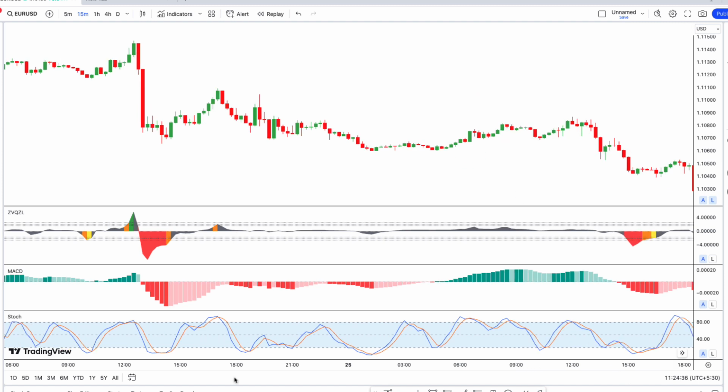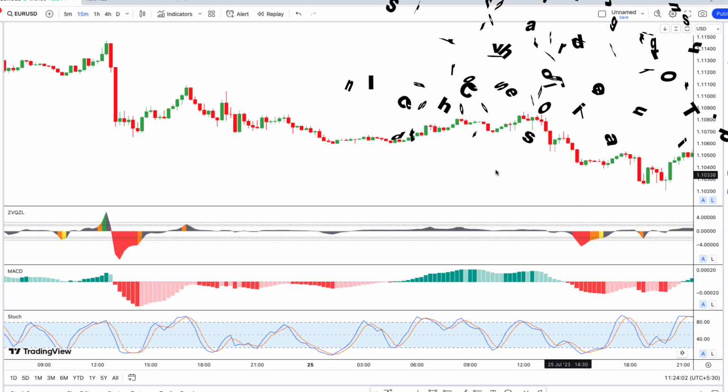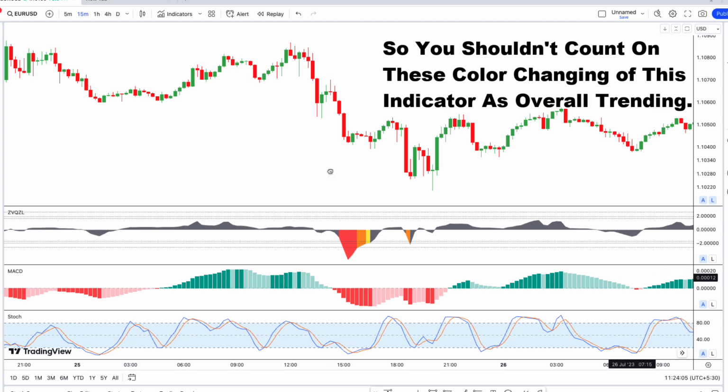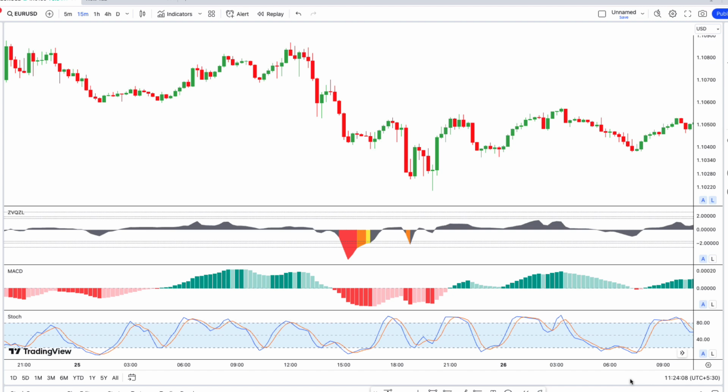But when we have this indicator, it will help us to filter these false signals, because we know that when it's gray for an extended period of time, it means that the market is not trending. So we could easily avoid these false signals. Please pay attention that, as I mentioned earlier, this indicator is more useful for identifying non-trending markets because it shows increased volatility when the range market is broken, and again it becomes gray in the pullbacks. So you shouldn't count on these color changes of this indicator as overall trending. They just show increased volatility after the range market is broken.